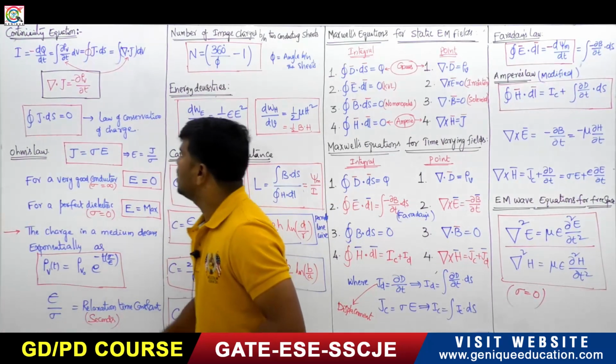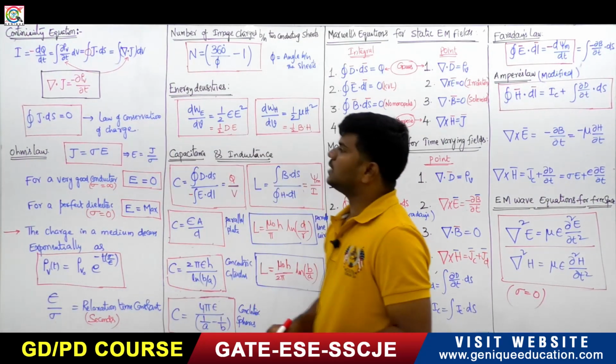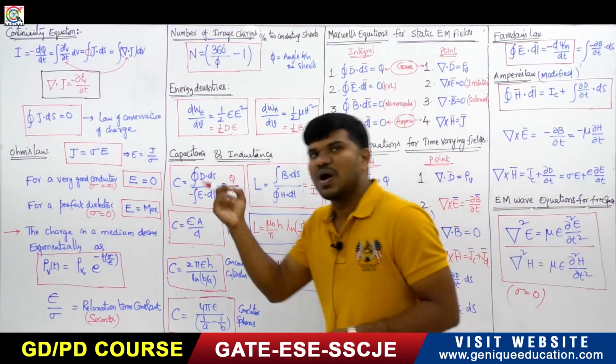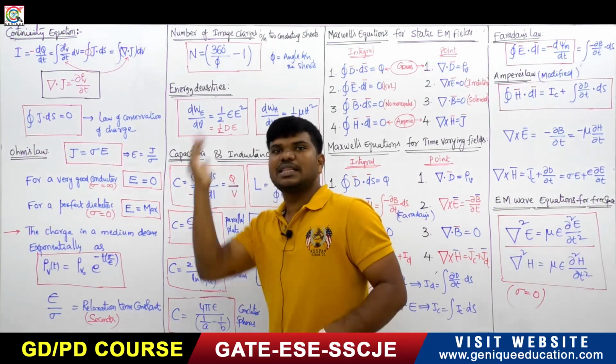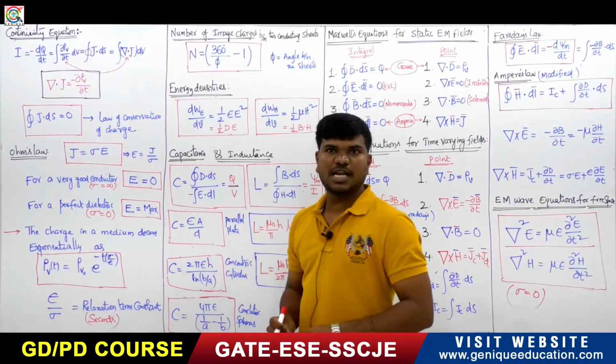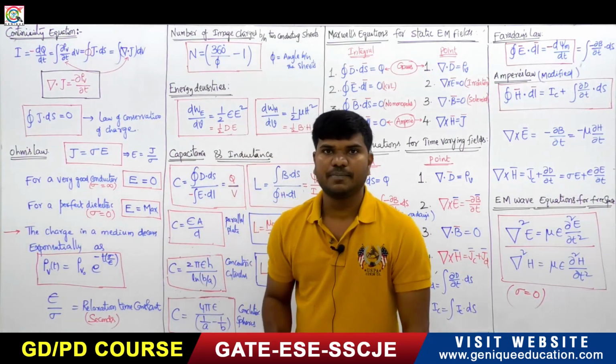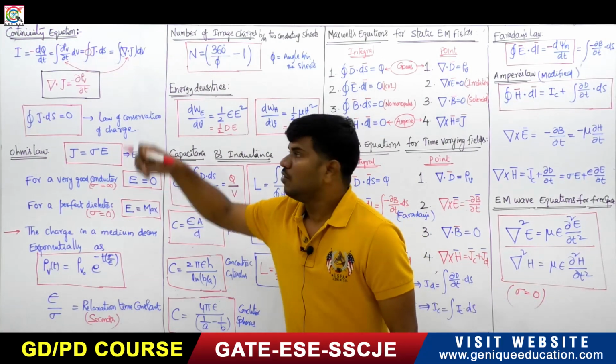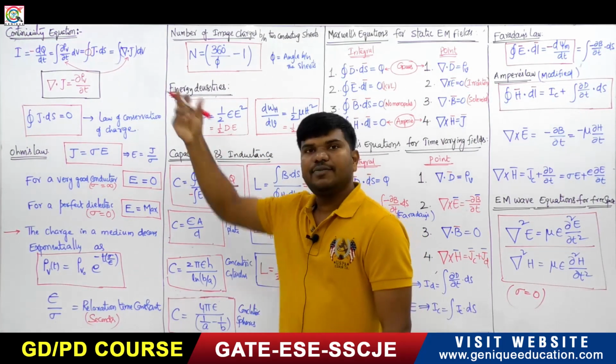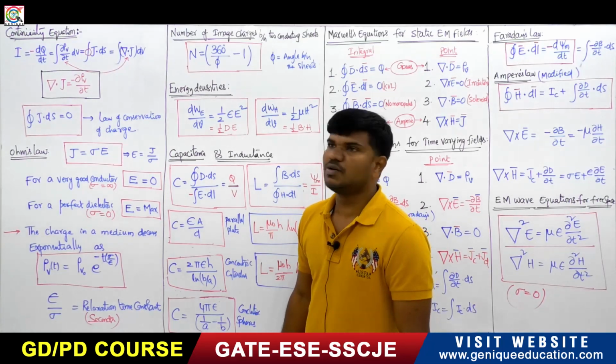Next, come to Ohm's law. So from this, we are defining Ohm's law. What do we know as Ohm's law? V is equal to IR, right? Okay, before that, there is an origin for Ohm's law: J is equal to sigma E. It is called the first form of Ohm's law. From this one only we came to know that V is equal to IR.